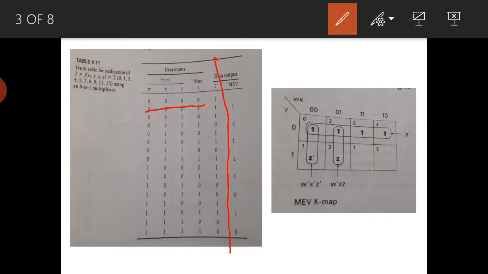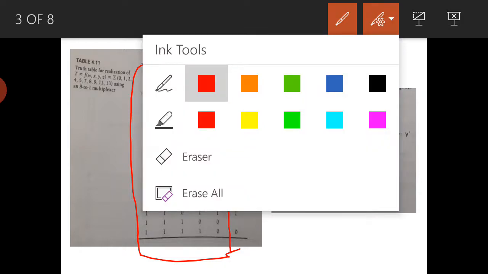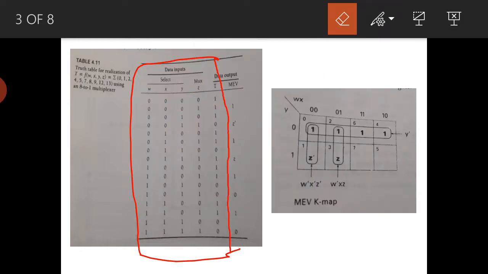Okay, so this is the normal truth table. So what will we write? The same thing that we have written here, the normal one.